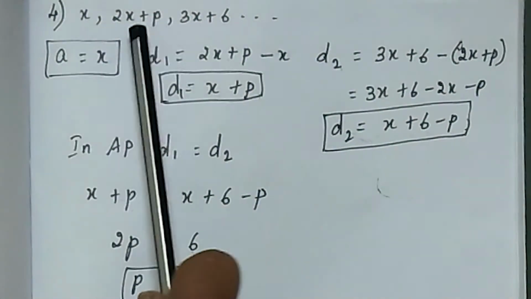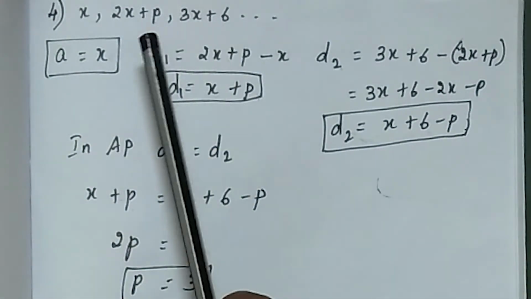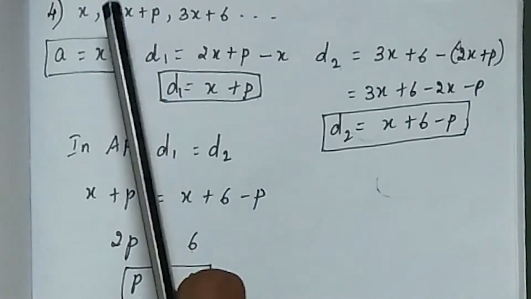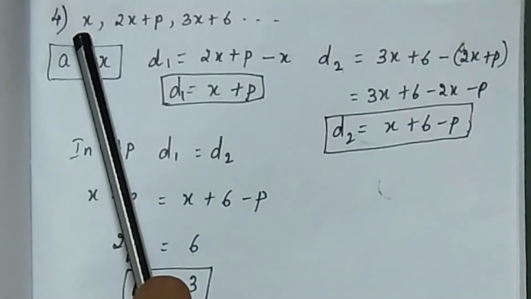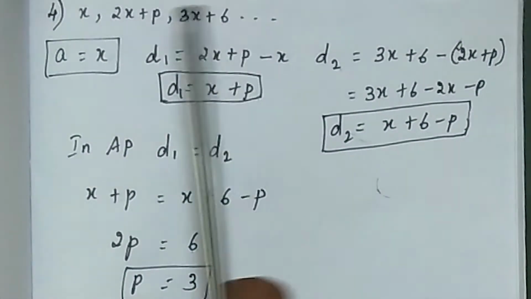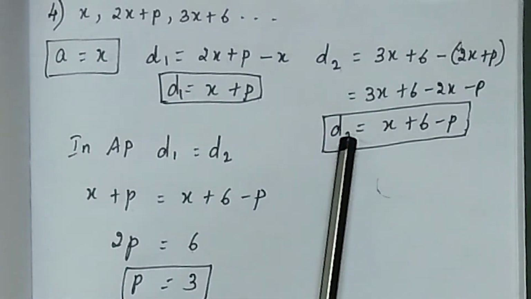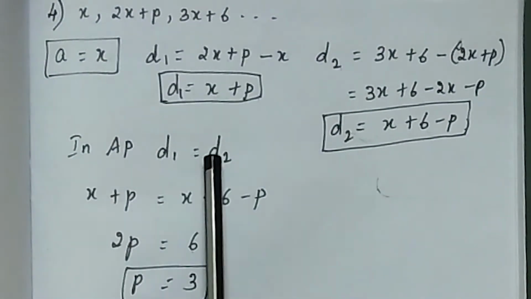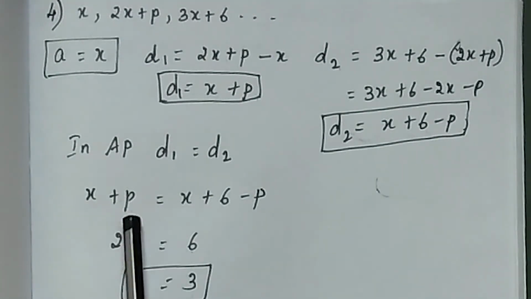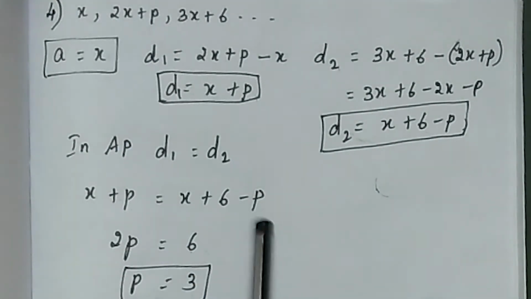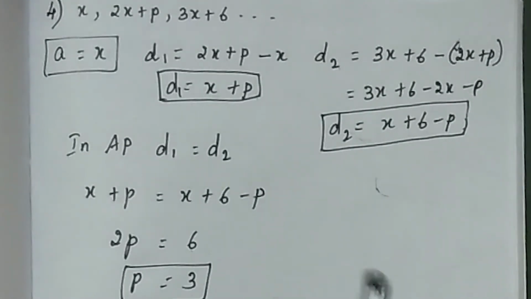Given x, 2x plus p, 3x plus 6 are in AP. So common differences we have to find out. 2x plus p minus x and 3x plus 6 minus 2x plus p. Keep it as D1 and D2. Are they in AP? Yes. So these two will be equal to each other. So x plus p is equal to x plus 6 minus p. Therefore p is equal to 3. What is the p value? 3.